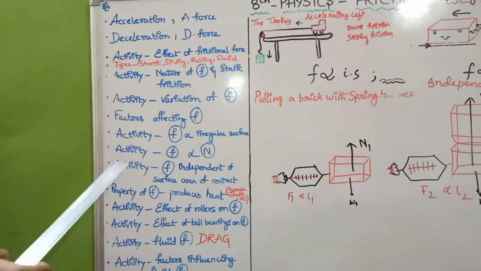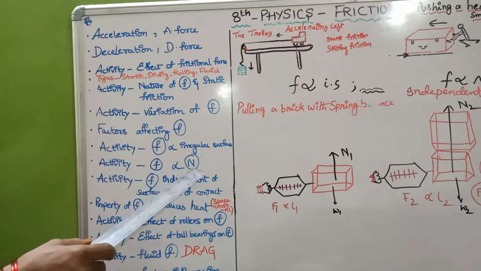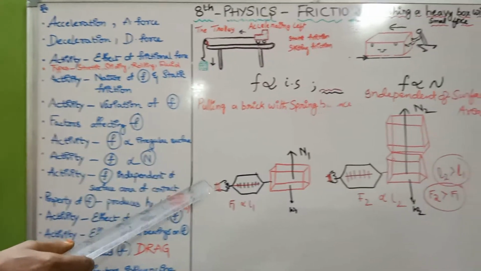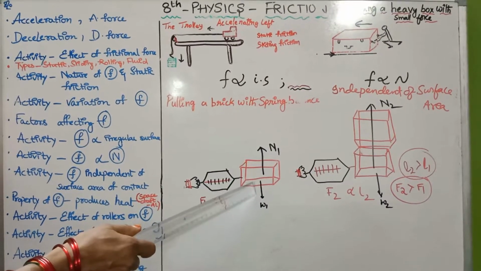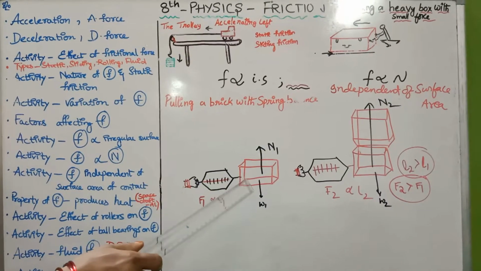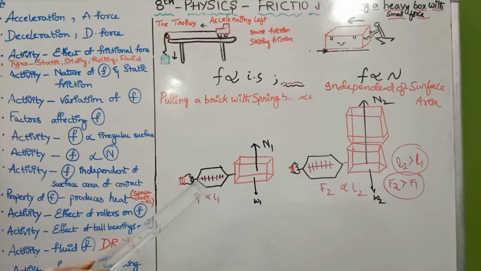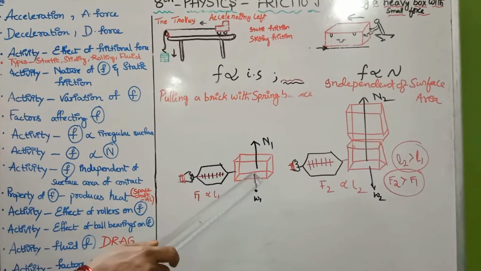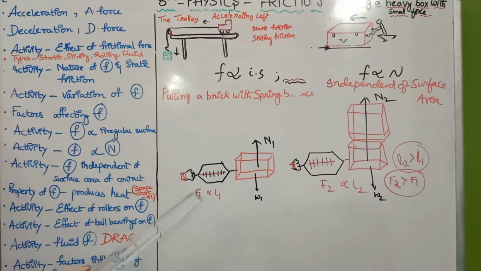Now let us see another activity where the frictional force is directly proportional to the normal force. For that, let us take a single brick, as in the same experiment we saw earlier. We connect it to the spring balance, and see how much force is needed to make the single brick move. Let us take that force to be F1.